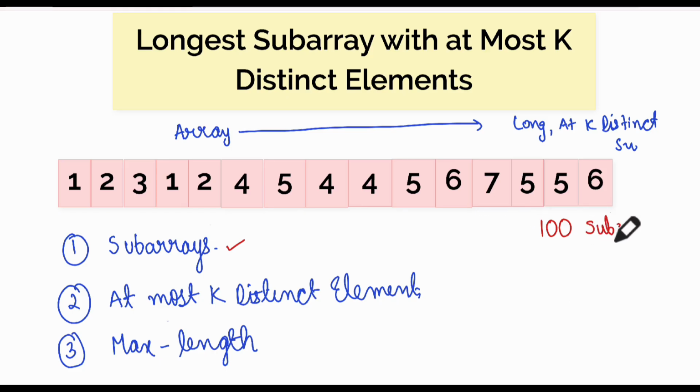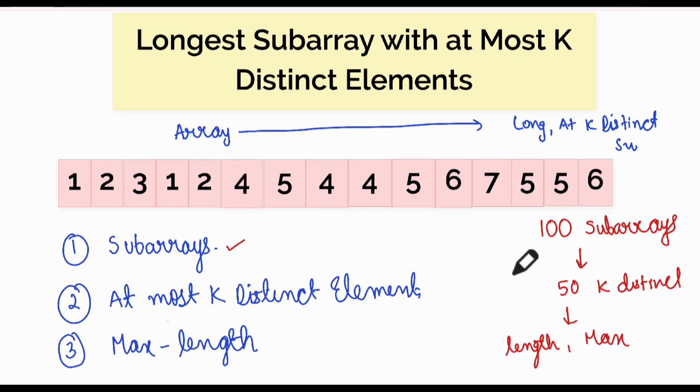Now, this contains all the subarrays. What do we need? Out of these, we want those subarrays which contain at most k distinct elements. So let us say such subarrays are 50 only. Now for all these 50 subarrays, what do I need to do? I need to find the length of each subarray, and then check which length is the maximum. I hope you understand that this is the basic intuition to solve this particular question.